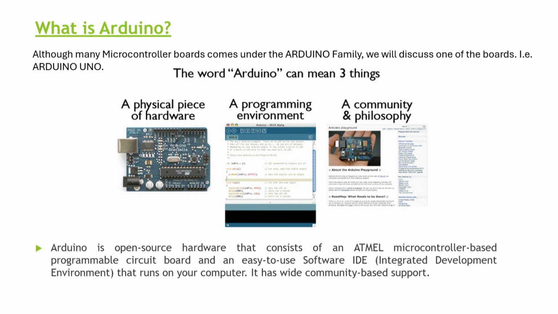Now, Arduino typically, which is a microcontroller family, can mean three things. One is a physical piece of hardware and a programming environment, and then a community and philosophy. Arduino is open source hardware, and that will have two important things in it. One is an Atmel microcontroller based programmable circuit board, and the other is an easy to use software IDE, that is the integrated development environment software. So, you have a hardware and a software, Atmel and IDE.